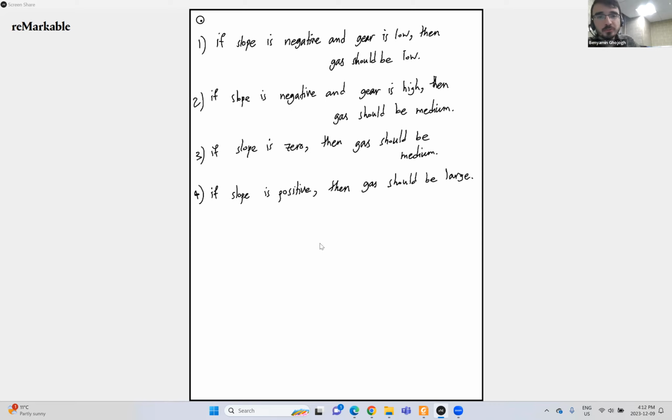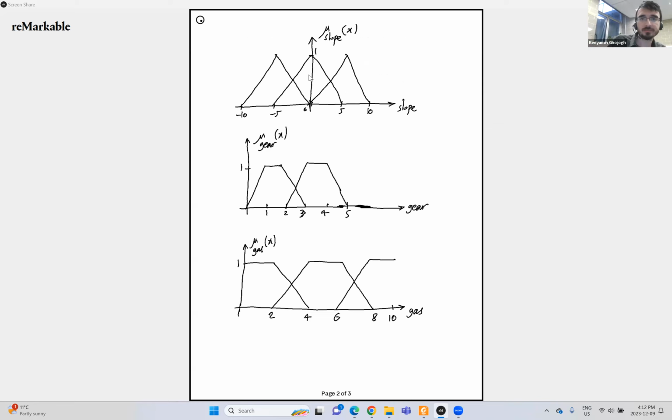Also, note that 2 of the rules have only 1 input, and 2 of the rules have 2 inputs. So the number of inputs in the rules might differ. They don't need to have the same number of inputs necessarily, right? So slope negative, 0, positive, gear low, high, gas low, medium, large. Now let's go to the next slide.